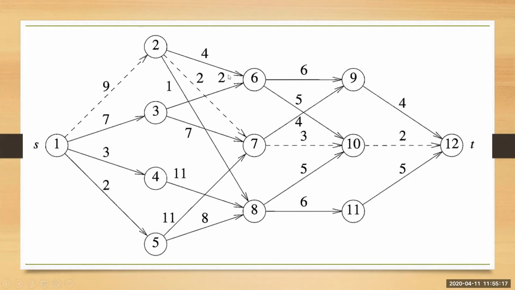Now just assume that this is the given diagram, and the problem is, starting from the source, that is vertex number 1, till the destination, that is vertex number 12, which is the minimum cost path that you have to identify. So let us try to solve this problem.